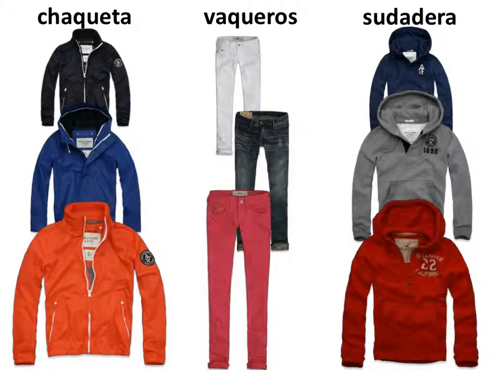Now, pause the video and see if you could describe where these different items of clothing are, using the demonstrative adjectives that we've just looked at. So you've got 3 different items of clothing. You've got chaqueta, vaqueros, and sudadera. Now you need to think of the gender, the number of these, and how you're going to explain those 3 different degrees of distance away from the speaker. I'll do the first one for you. Esta chaqueta, esa chaqueta, aquella chaqueta.